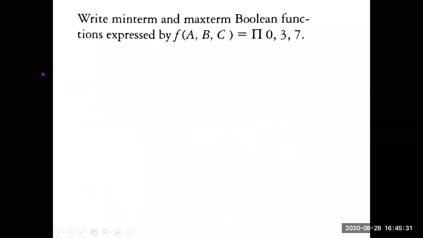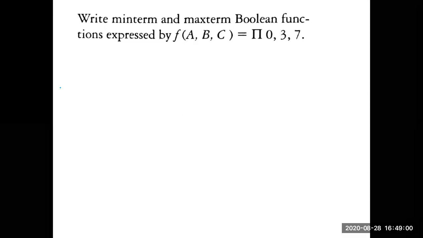Let's solve this question. This question is basically, you need to write this expression of f in the form of min term and max term. And you are having three variables a, b, and c. And this is product of 0, 3, 7. So basically this is your max term, this 0, 3, 7.